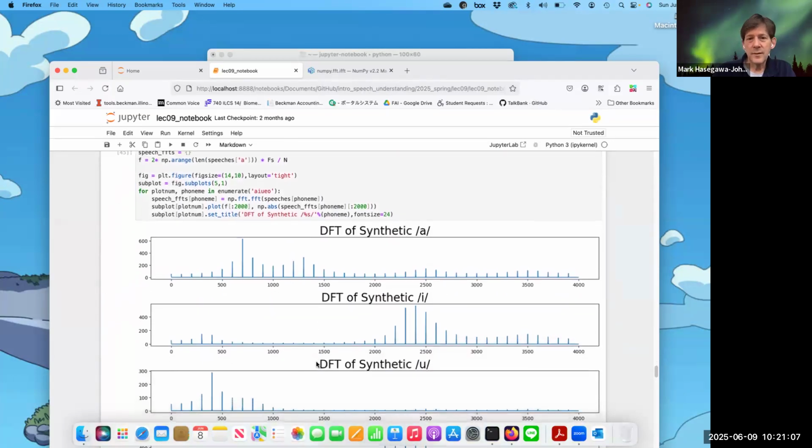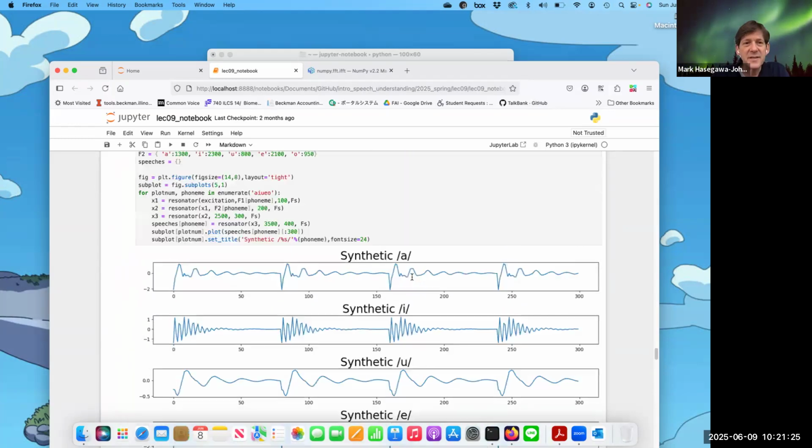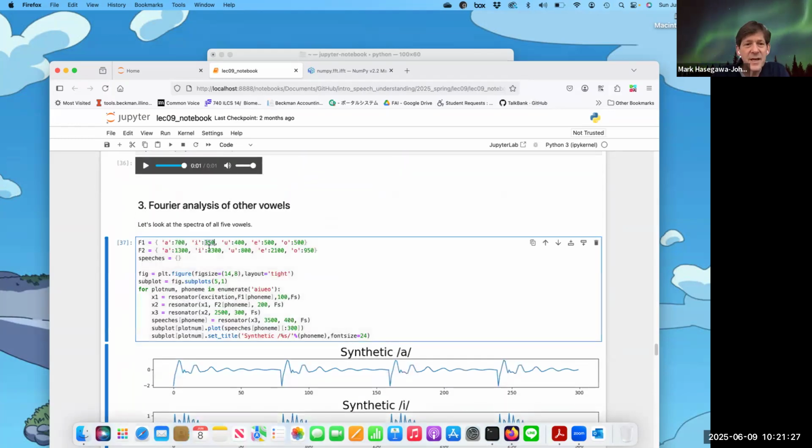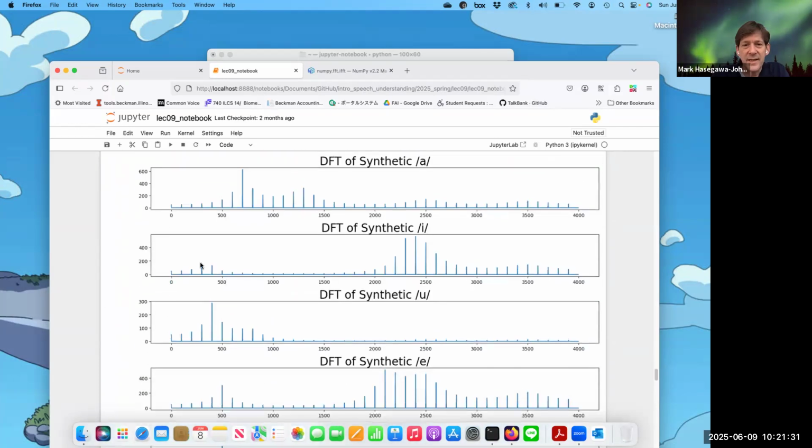All right, so here's the synthetic ah between 0 and 4,000 hertz. It has peaks at 700 and at 1,400 and at 2,500 and at 3,500. Here's the synthetic E. Let's see, the E should have peaks at 350 and at 2,300 hertz. So let's see. It looks like it has a peak at 350 and another peak at 2,300, and then again at 2,500, and then again at 3,500.